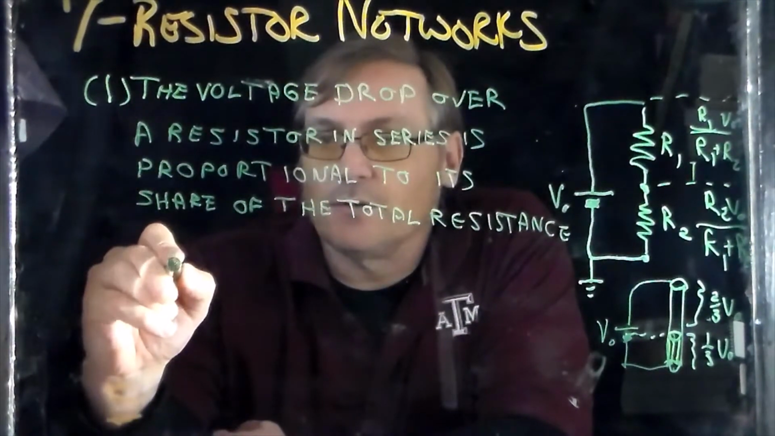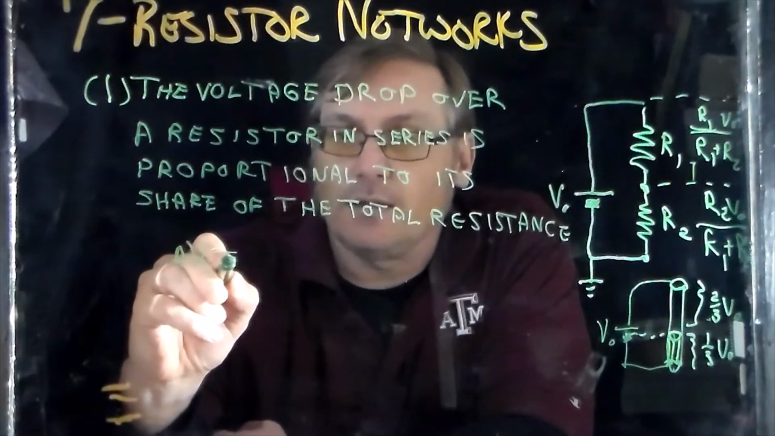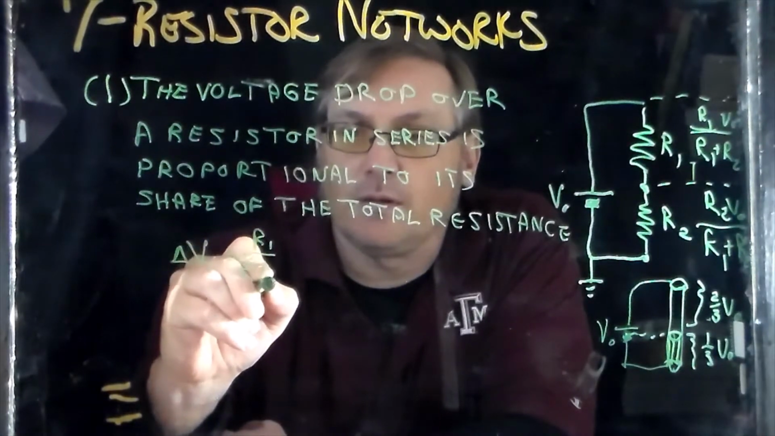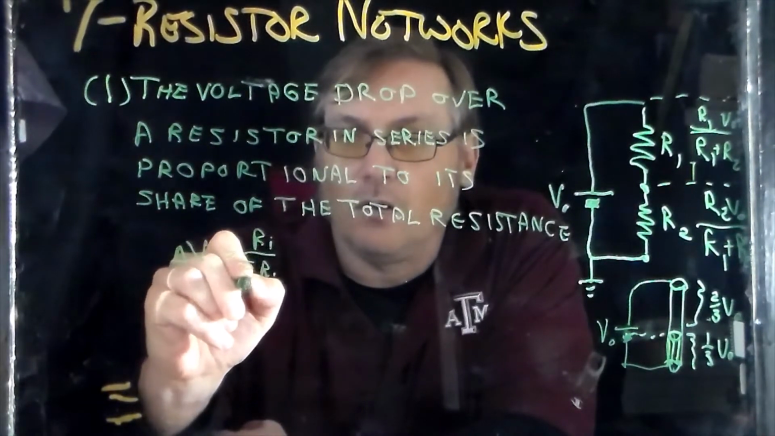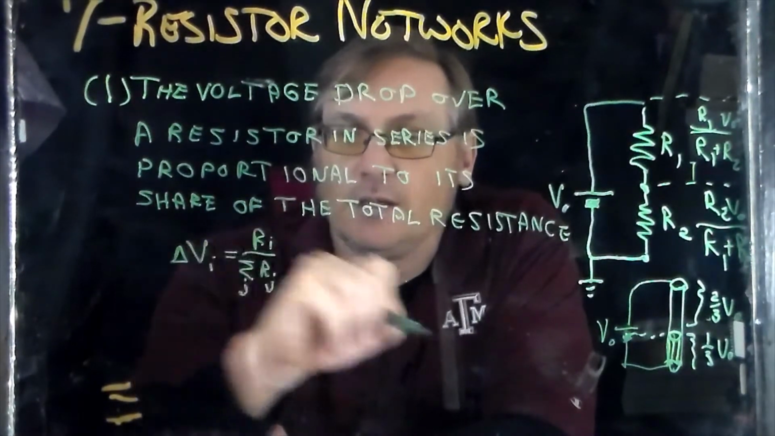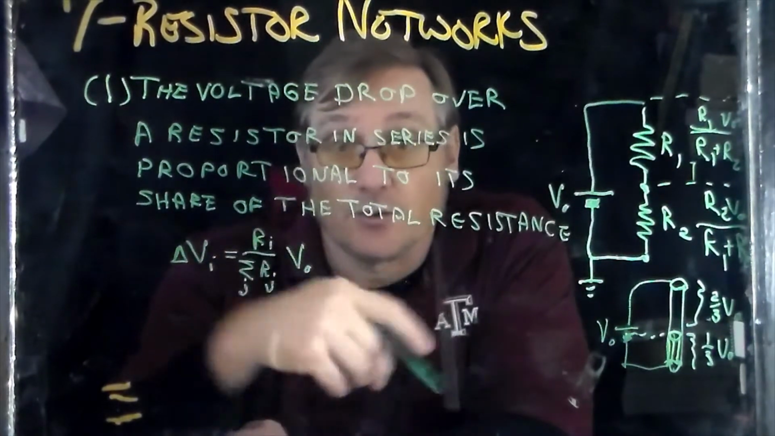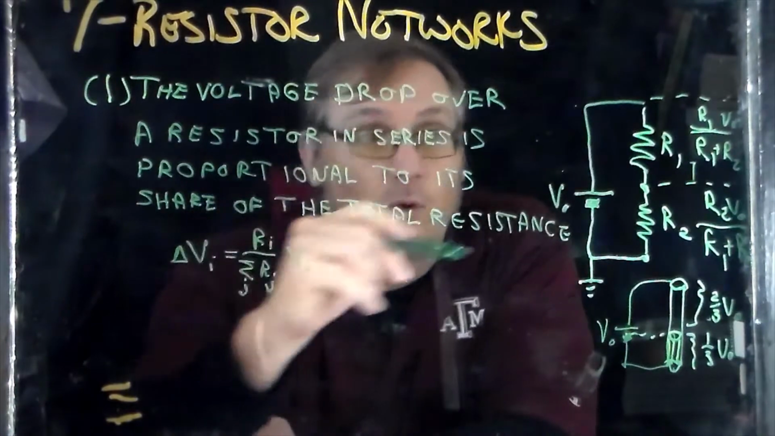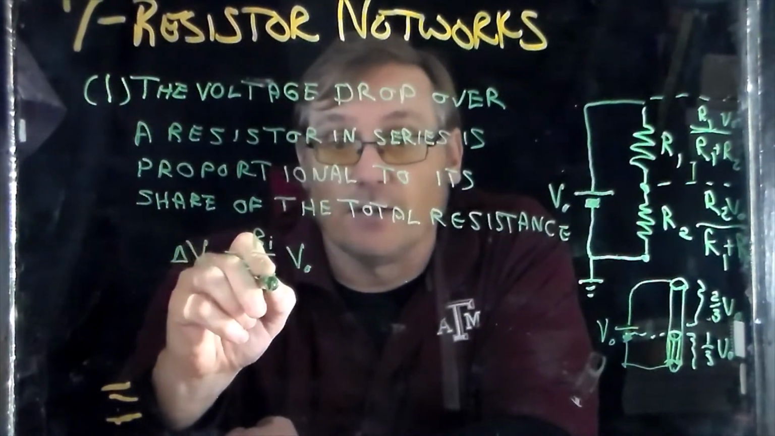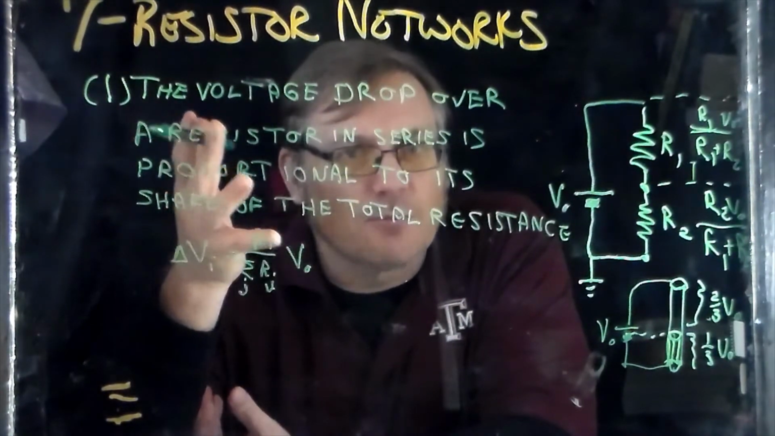And that just means that your delta V for resistor I is equal to the resistance of I over the sum of all of the possibilities. That shouldn't be an I, and it should probably be a J. So over all of the resistors times the actual potential over the potential drop over the two terminals between the start of the first resistor and the end of the last one. Okay, so it's pretty simple.